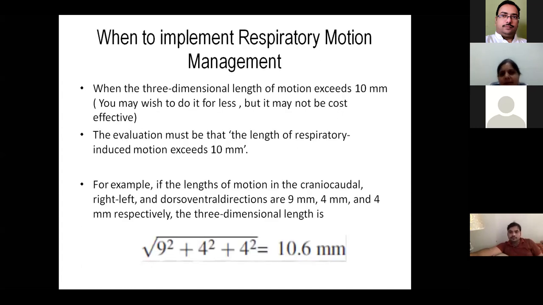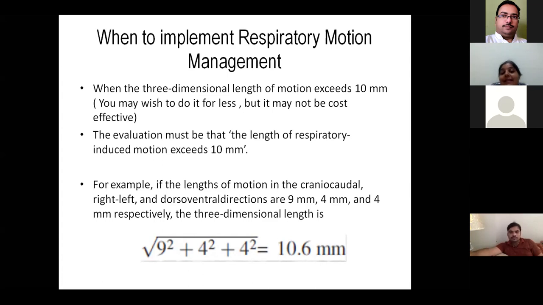And what is generally suggested, it is better to use motion management when the three-dimensional length of motion exceeds 10 millimeter. You might use it for 5 millimeter, but it is generally not going to be cost effective, particularly in the setting of locally advanced lung cancer. And how do you calculate the length? So this is the formula. You take the superior-inferior, the medial-lateral, the anterior-posterior, you square them up and you root them over, and that is how you get the length of motion.